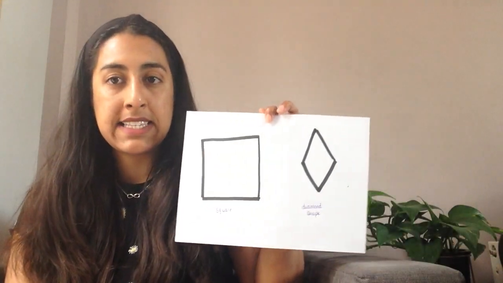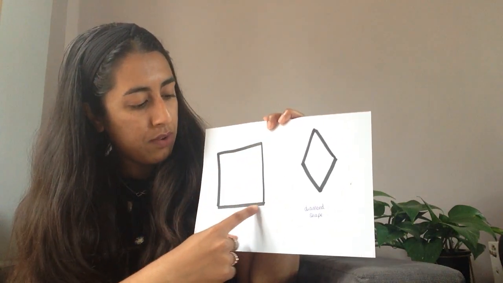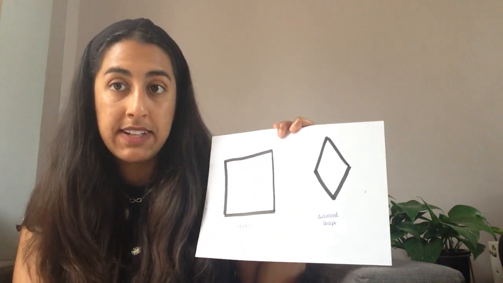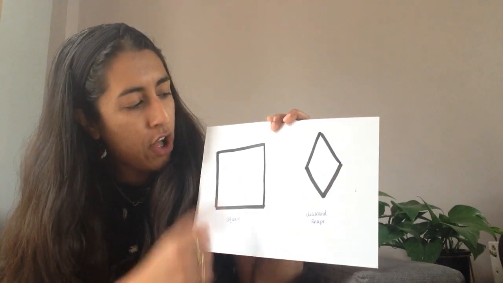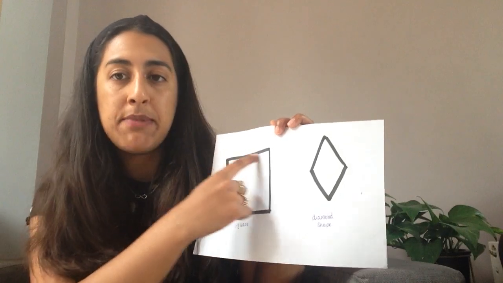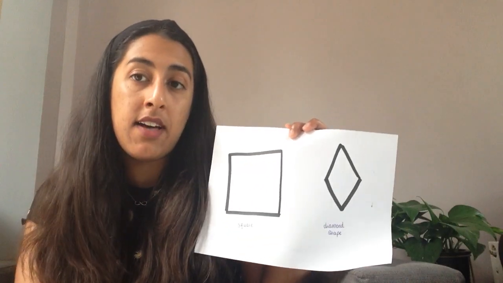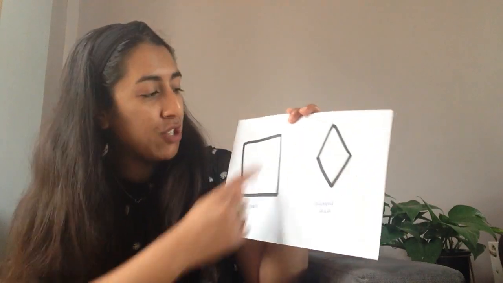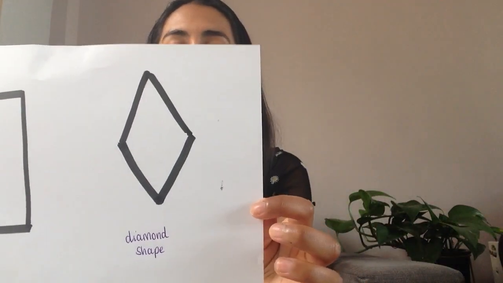Do we count the sides and see if it helps? Are we ready? 1, 2, 3, 4. Fantastic. It's got 4 sides, and all the sides are the same size each. So it's a square. Well done. So we've got a square, and what's this shape here? Looks a bit like a diamond, doesn't it?